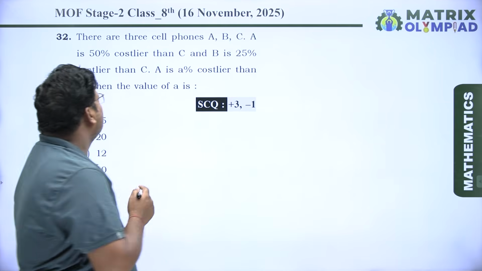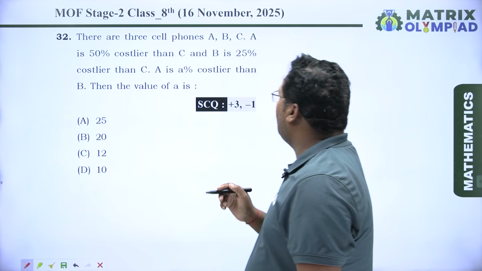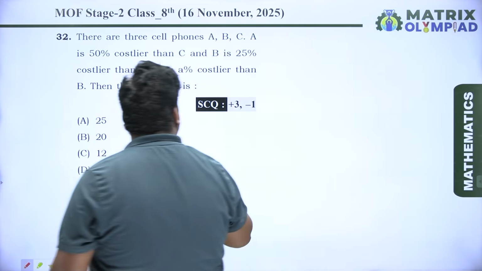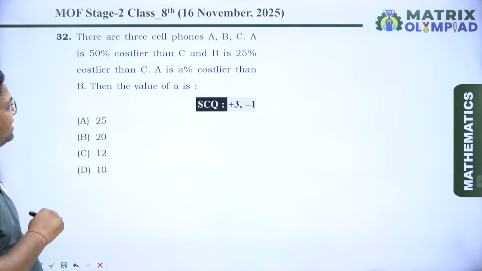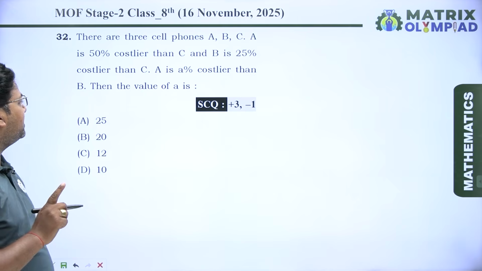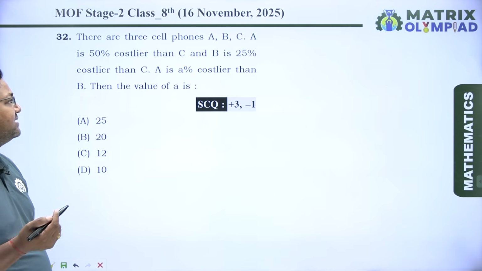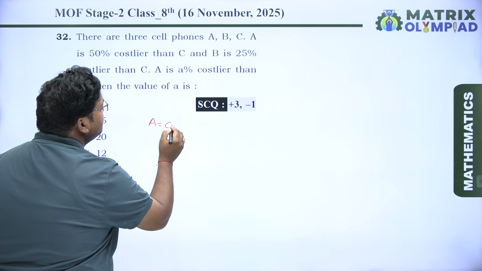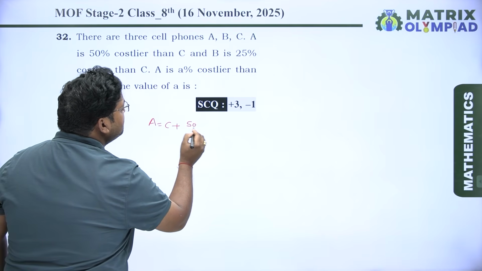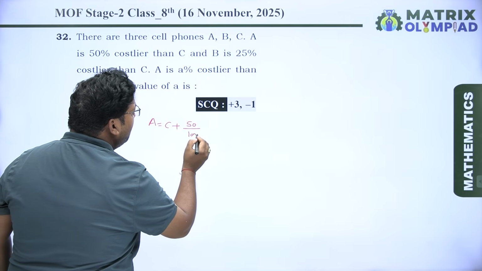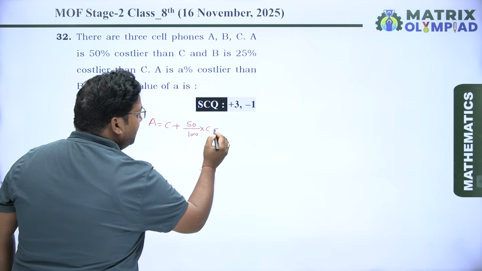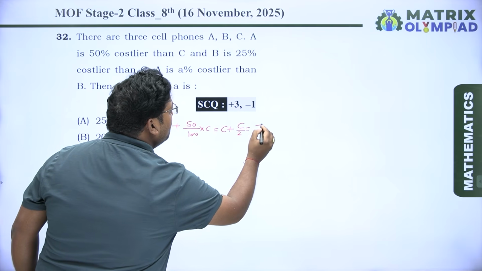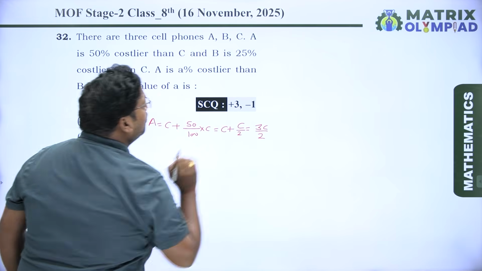Question number 32, which is: there are 3 cell phones A, B and C. A is 50% costlier than C and B is 25% costlier than C. A is a% costlier than B. Then the value of a is. So according to the question, the cost of A is C plus 50% of C. It means 50 upon 100 into C. This means C plus C by 2, which is equal to 3C by 2.